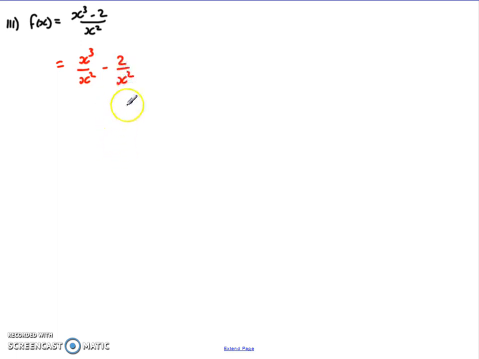Think back to our fraction operations. If we were to do this to simplify and combine it, we get back to the start. So we're just separating it all up. Simplify both of these. So I've got x cubed over x squared. Well, that just leaves me with x. And then I've got 2 over x squared. Well, that's simplified as much as I can in terms of the letters.